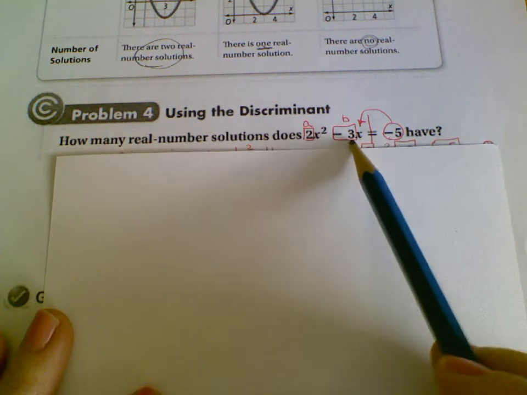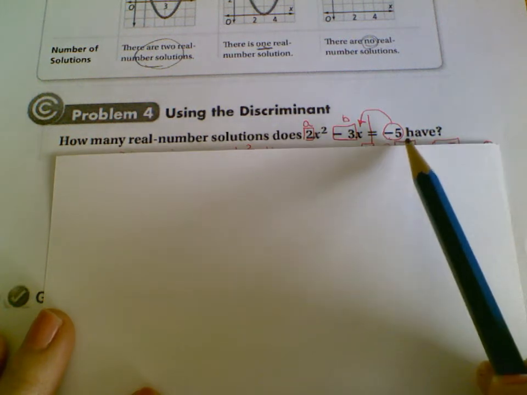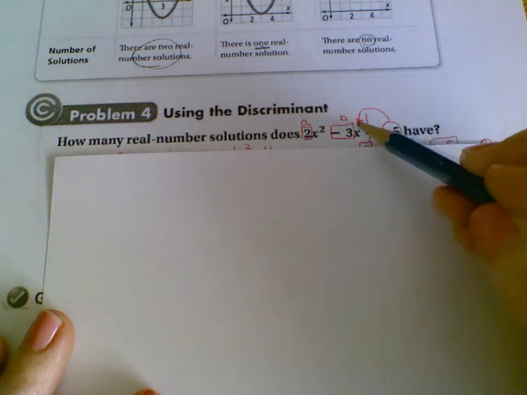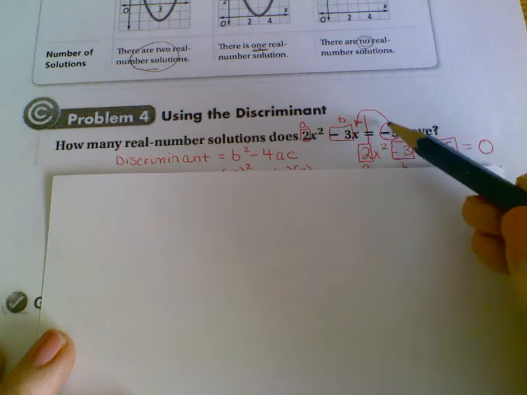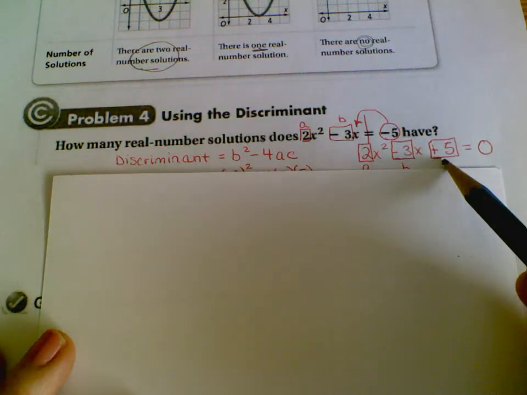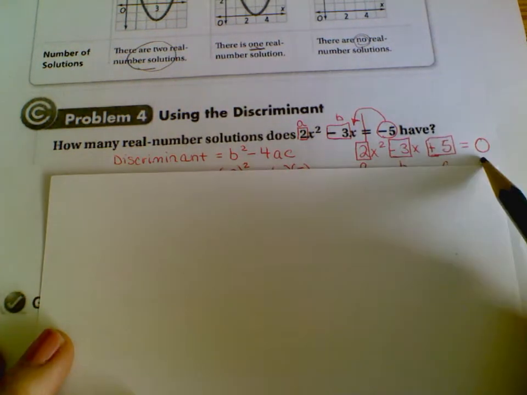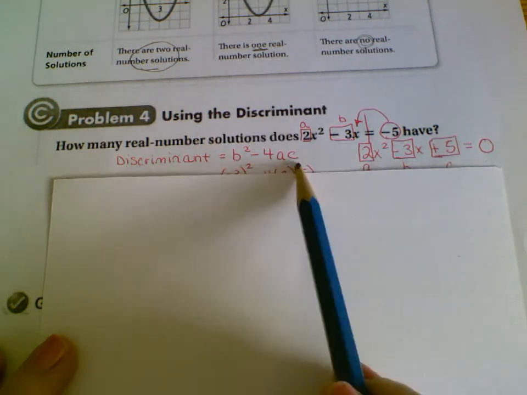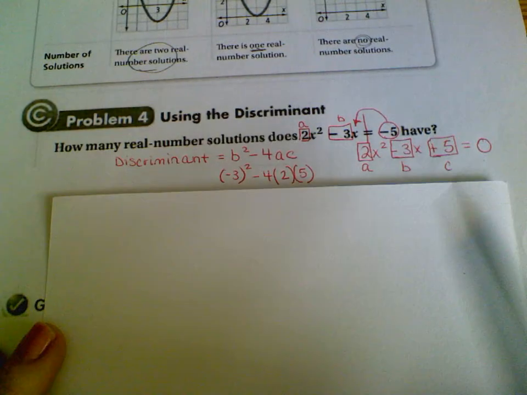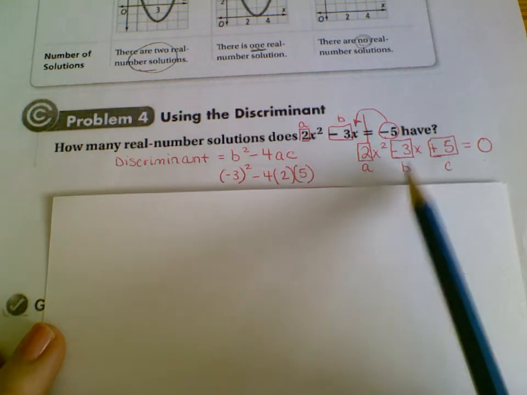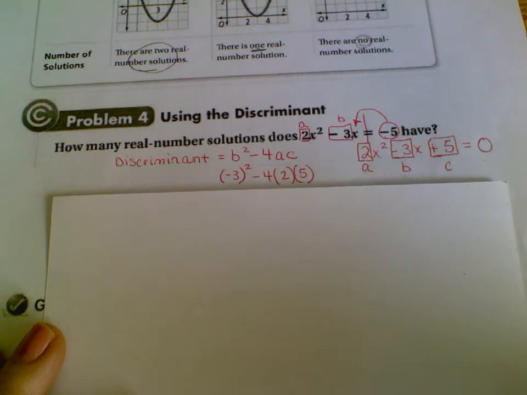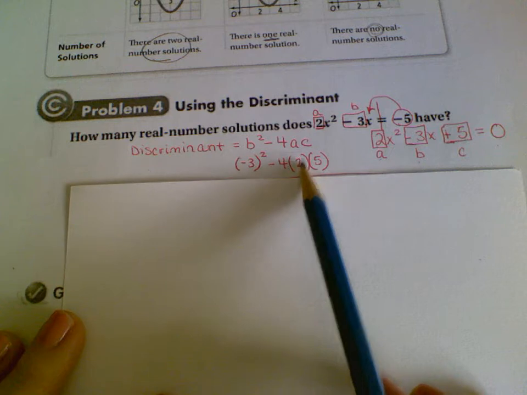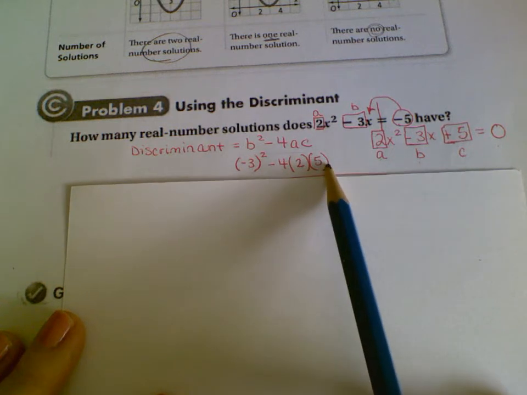So here's the first problem. 2x squared minus 3x equals negative 5. First step is always making sure this is equal to 0. So if it's not, I'm going to move this guy over. So my first job is I added 5 to this other side, so that it's now equal to 0. Okay? My discriminant, you remember, is the b squared minus 4ac. So I wrote it out that 2 is my a, negative 3 is my b, and positive 5 is my c. So then I just plugged them in. So I put in negative 3 for b, 2 in for a, and 5 in for c.